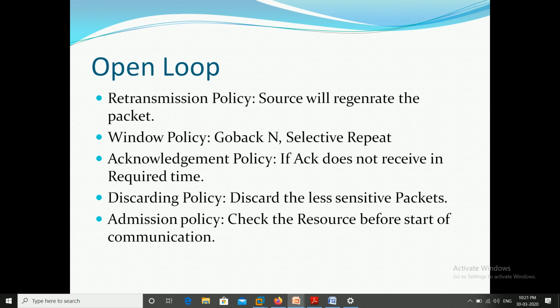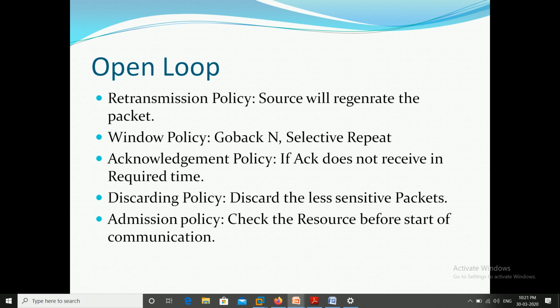Window is what? Some sort of buffer space. We have taken the size n. I hope you remember, we have the protocols go back n and selective repeat. Go back n means we will repeat all the packets that are not able to reach their destination. In case of selective repeat, we are going to repeat only those packets that are not able to reach their destination. These two policies, window and retransmission, we have already discussed.